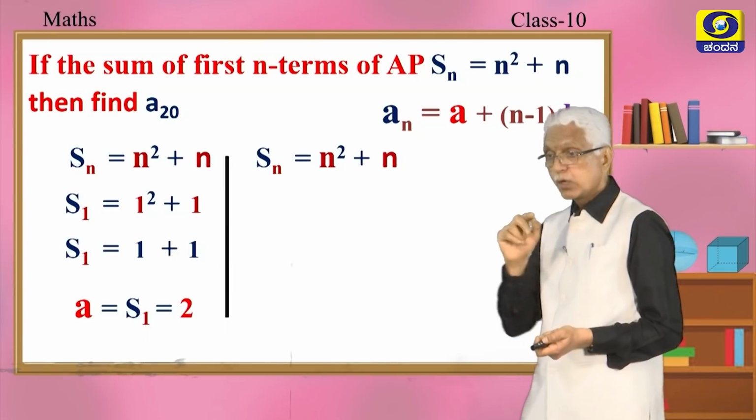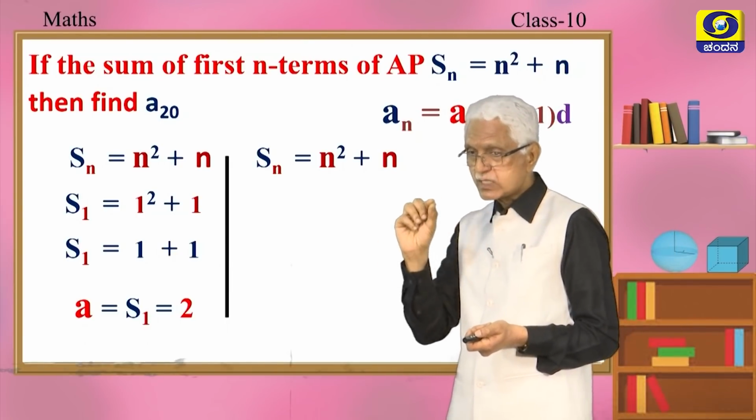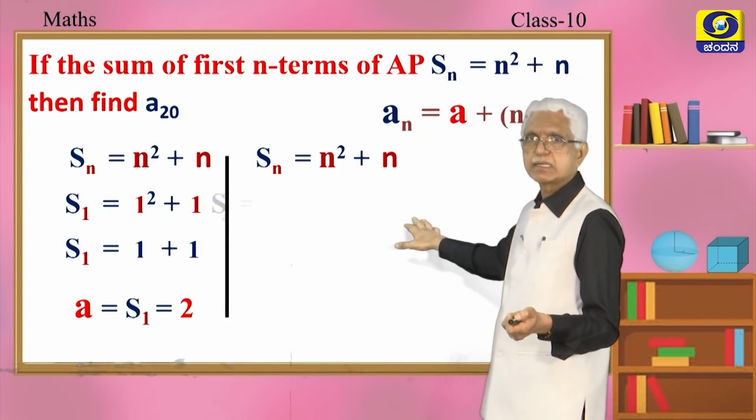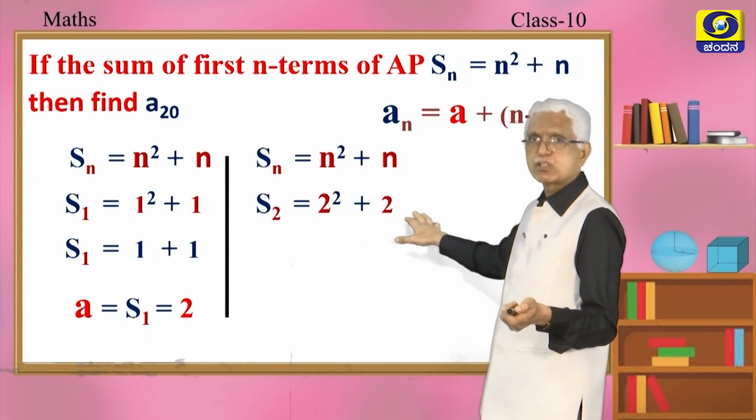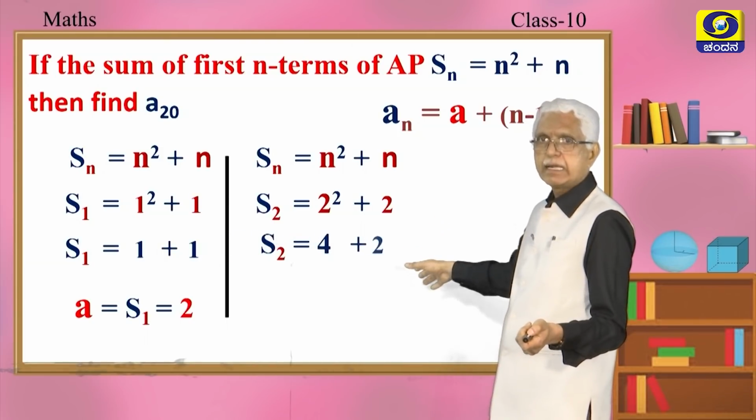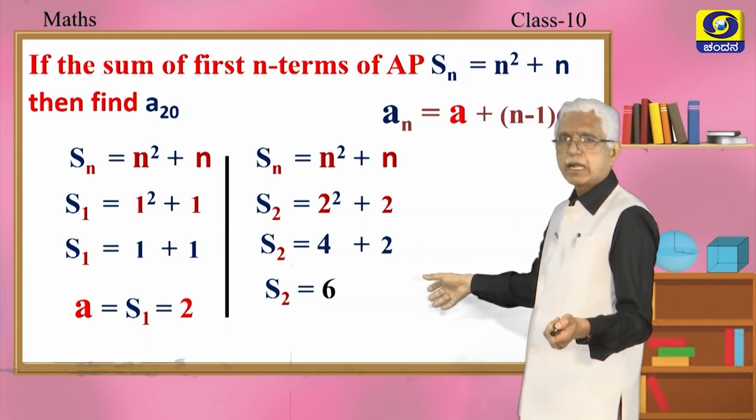What is S2? Sum of the first two terms. How do I find out? Just observe, my dear children. In place of n, I have to substitute 2. So S2 is equal to 2 square plus 2, that is 4 plus 2, and that is 6.